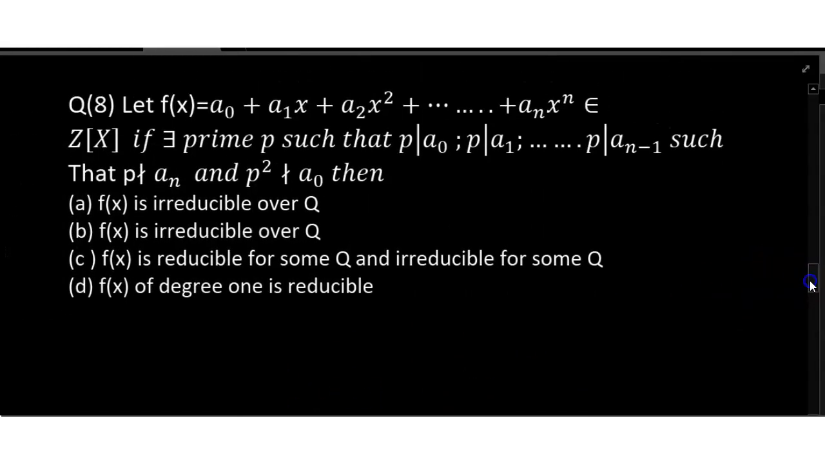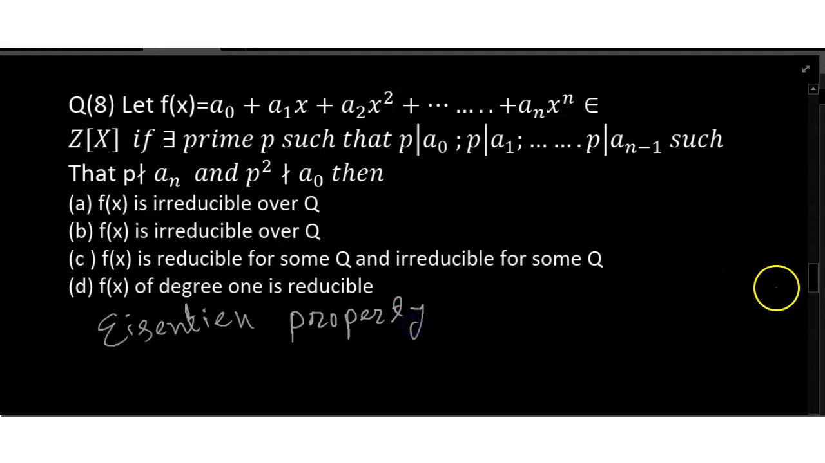Now number 8, question number 8 is very important. It is based on our Eisenstein property. Friends, I have already told what is Eisenstein property. Please check my video. Eisenstein property: let f(x) is equal to a0 plus a1x plus a2x square plus up to an x to the power n in Z[x], and there exists a prime p such that p divides a0 to a(n minus 1), p does not divide an, and p square does not divide a0. Then f(x) is irreducible over Q.